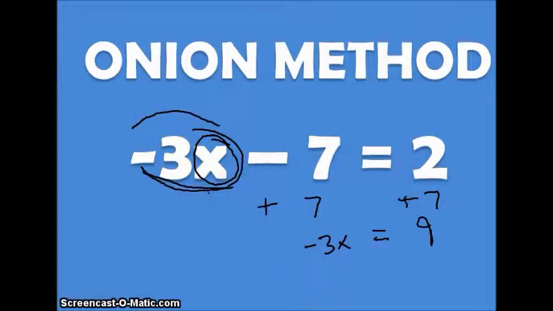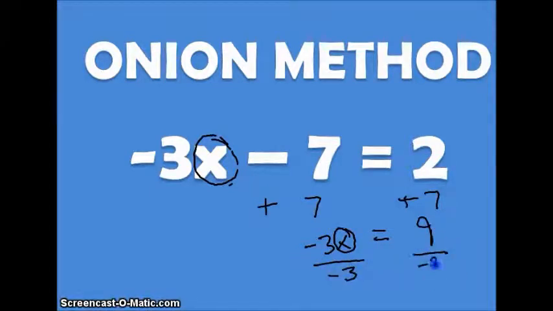So if we look next, we have to erase another layer of the onion. So if I erase this second layer of the onion, I'm left with a -3 on the outside now. So remember, this x is what I'm trying to get to. I divide by -3, divide by -3. 9 divided by -3 is -3, and that's our answer.